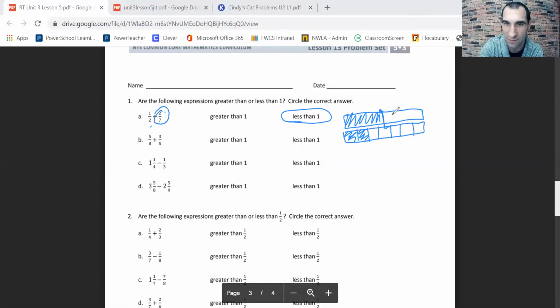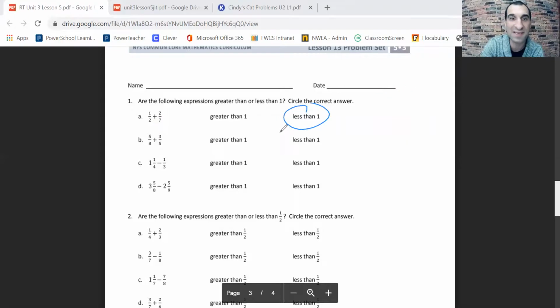Here's that half. So if I moved this over, I would have that little square and that little square added onto this. Well, this is going to be less than a whole, because this whole thing here is 1 whole. Okay? So this would be less than 1/2.